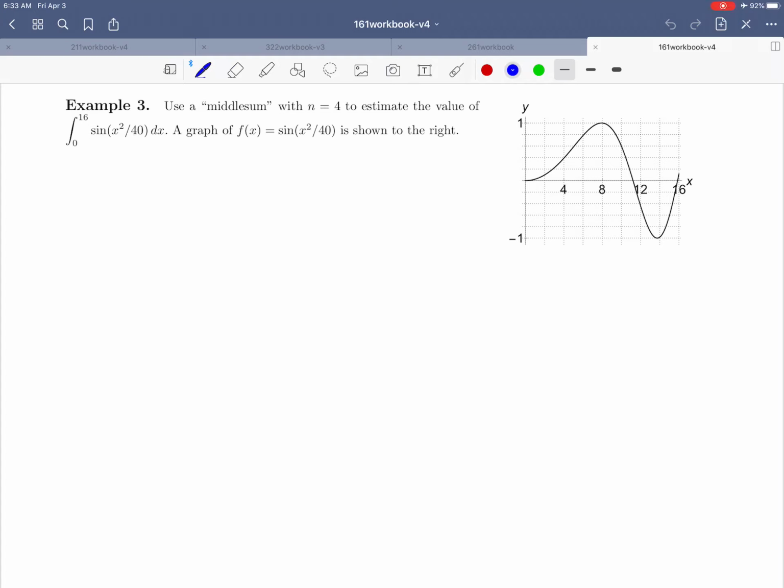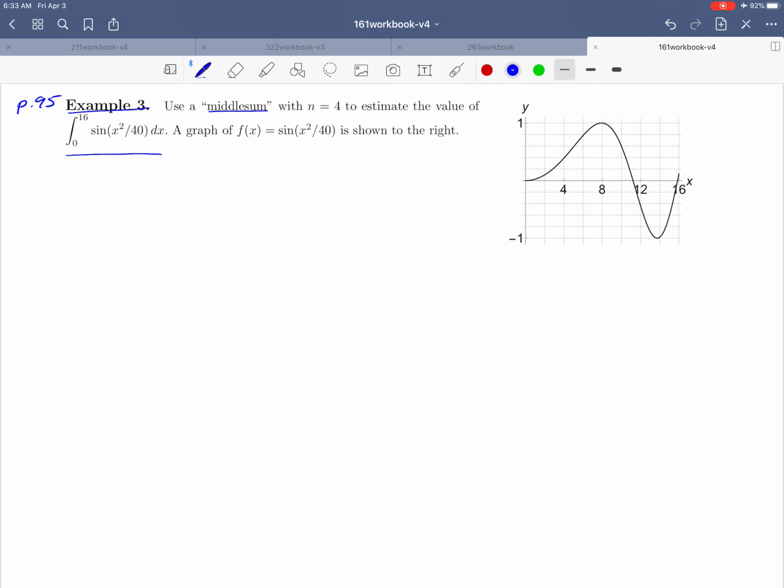Welcome back, everybody. We are looking at example 3 on page 95 of the workbook, and this is another opportunity to work with the definite integral, this new definition that we introduced. Let's read this problem together. It would like us to use a middle sum with n equals 4, that's a new word, to estimate the value of the integral from 0 to 16 of sine of x squared over 40 dx.